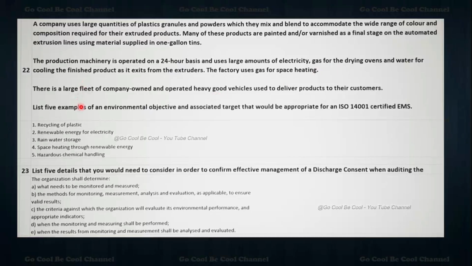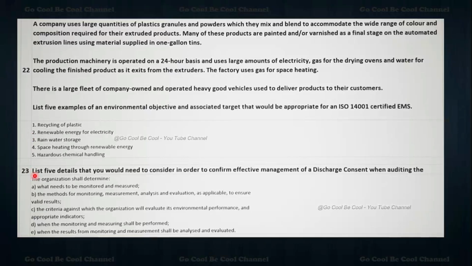List 5 examples of environmental objectives and associated targets that would be appropriate for an ISO 14K certified EMS. Only very simply you can say: recycling of plastic, renewable energy for electricity, rainwater storage, space heating through renewable energy, and then hazardous chemical handling.